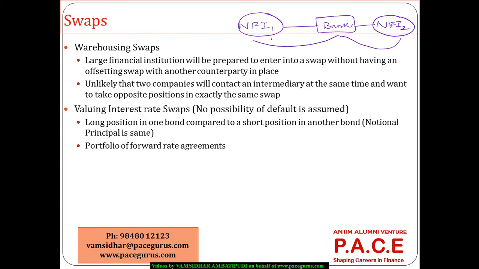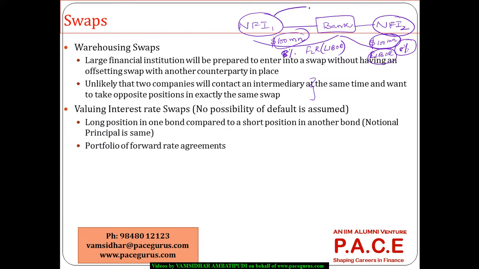Here, let's say this non-financial institution wants to enter into a swap as a fixed payer, 8% payment, and it wants to receive the floating rate, let's say based on LIBOR, quarterly payment. Now, this other party should come to the same bank saying it wants to pay a floating rate, which is LIBOR, and receive 8%. Very difficult that for the same amount, two different parties at the same point in time will approach the same bank. It's very, very unlikely. So there is some kind of a risk.